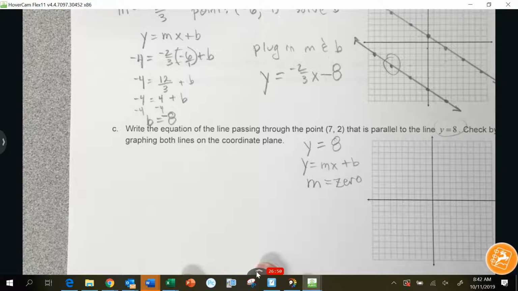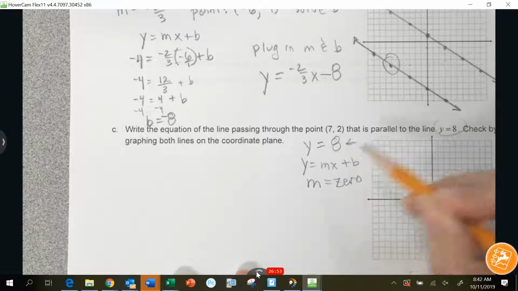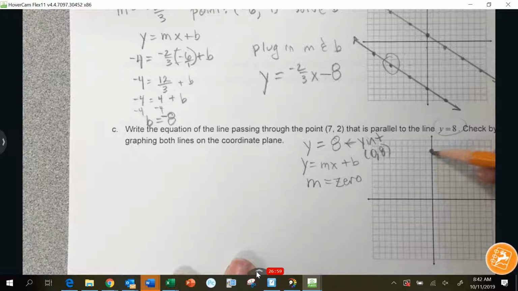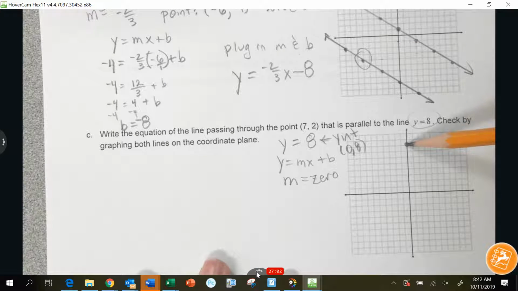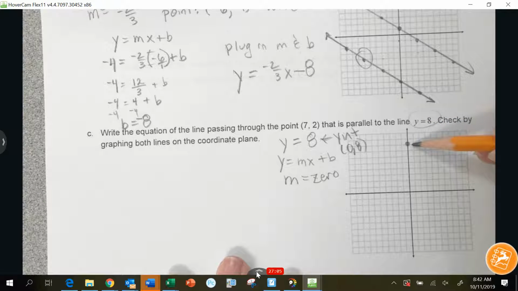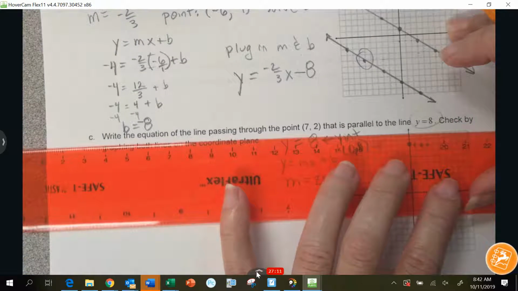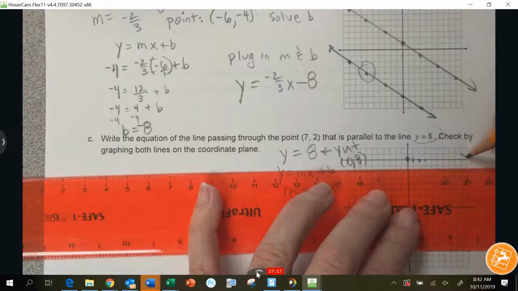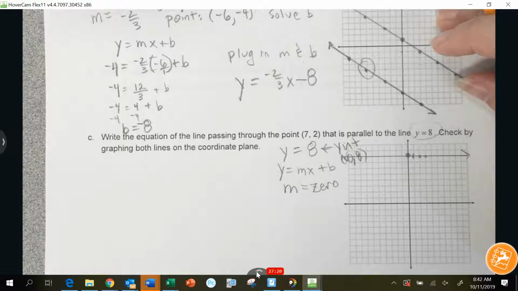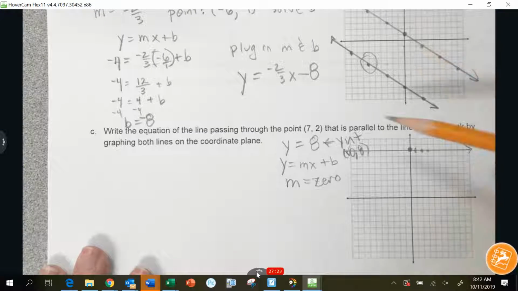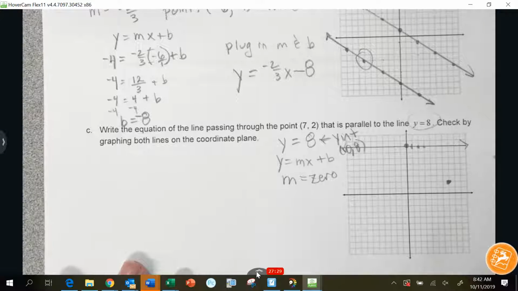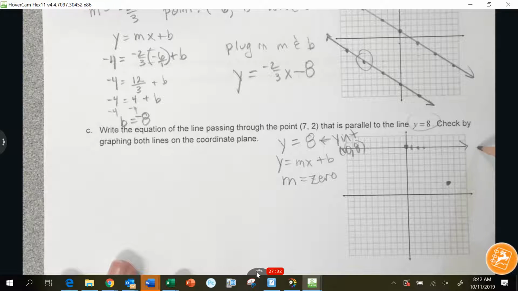So y equals 8 has a y-intercept at 0, 8. And the slope is 0, which means it goes up nothing over 1. Every single ordered pair on this line has y equal to 8. Now it has to pass through the point 7, 2, and it has to be parallel to this equation right here.